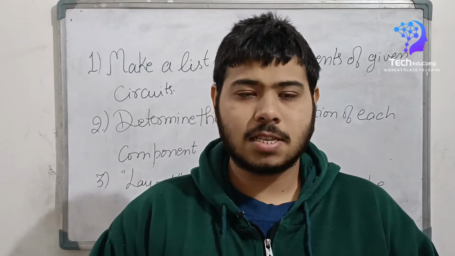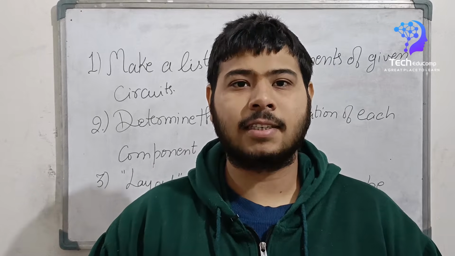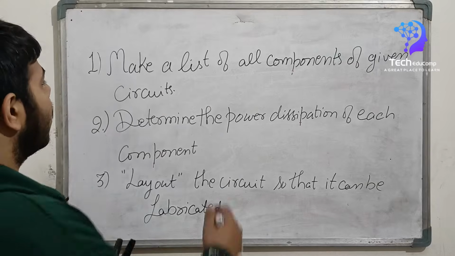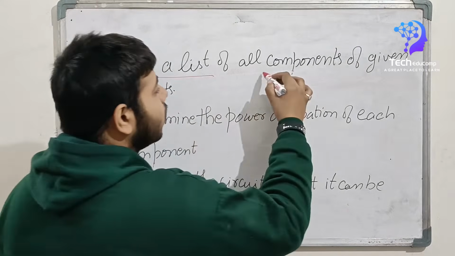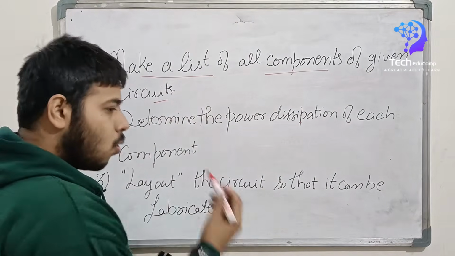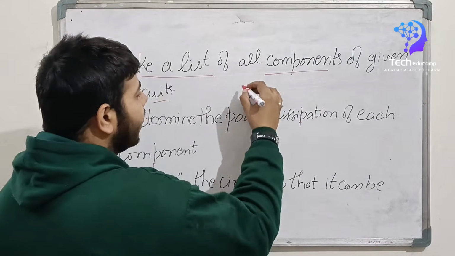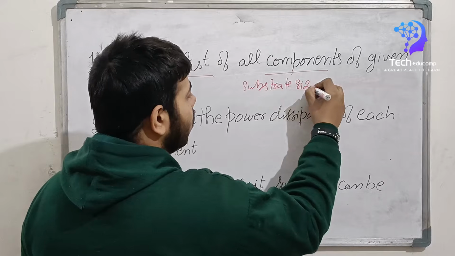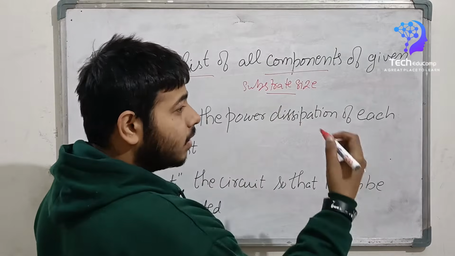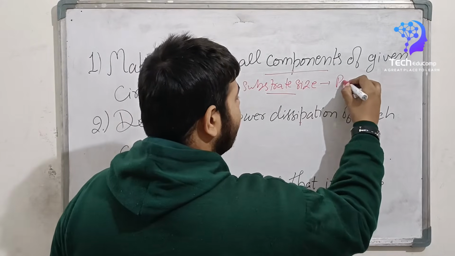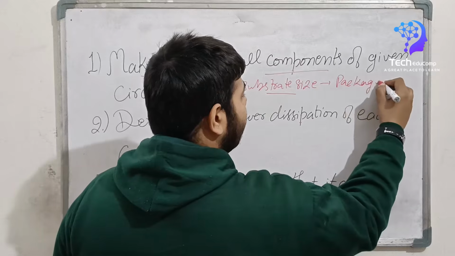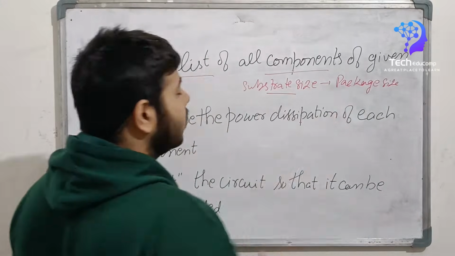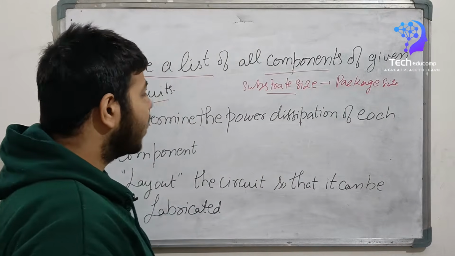Now let's discuss the major steps in designing a thick film hybrid circuit. The first step is that we should make a list of all the components of the given circuit. Why are we doing this? So that we can determine the substrate size, which will help in determining the package size, that is, what kind of package we will use to pack these thick film circuits.